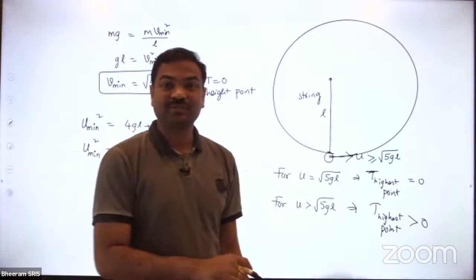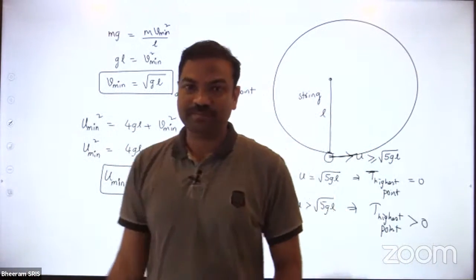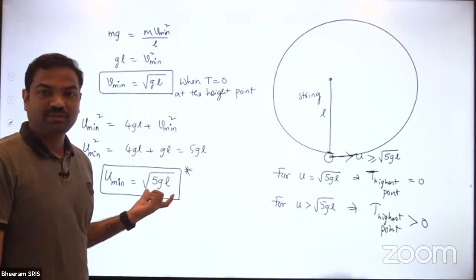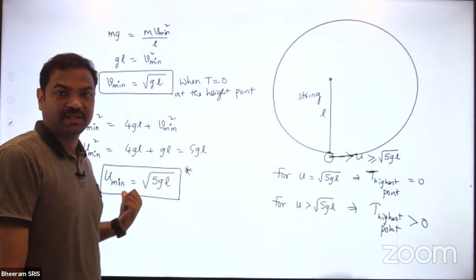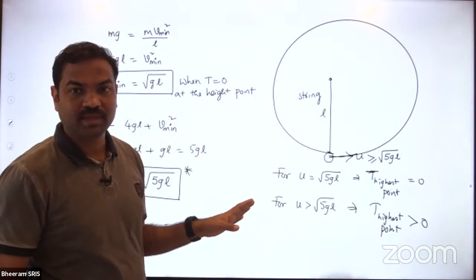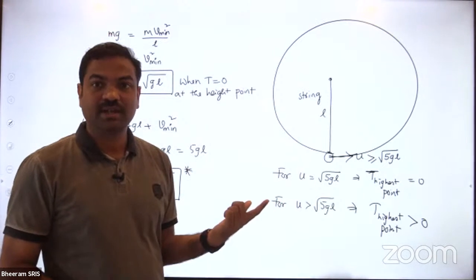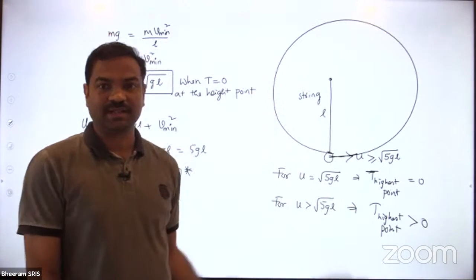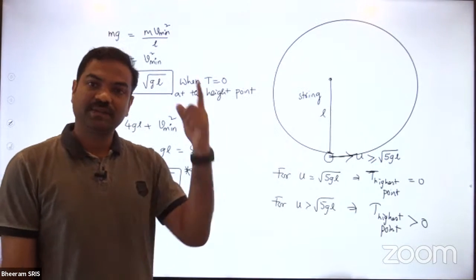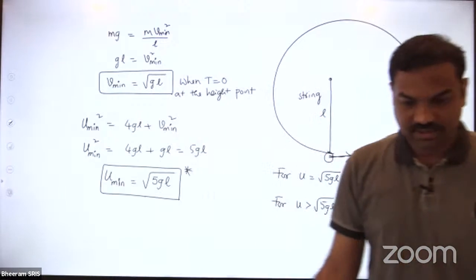If u value is less than root 5gL, then what happens? Suppose I'm not giving root 5gL, I'm giving less than root 5gL. First of all, it does not complete the vertical circle. So then there are 2 chances. It can oscillate, or else it can leave the vertical circle. Write down this.